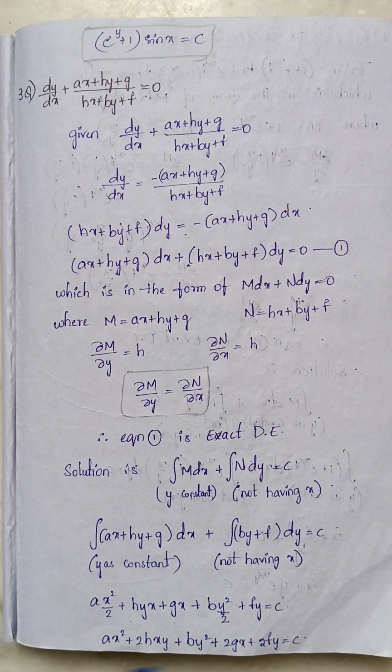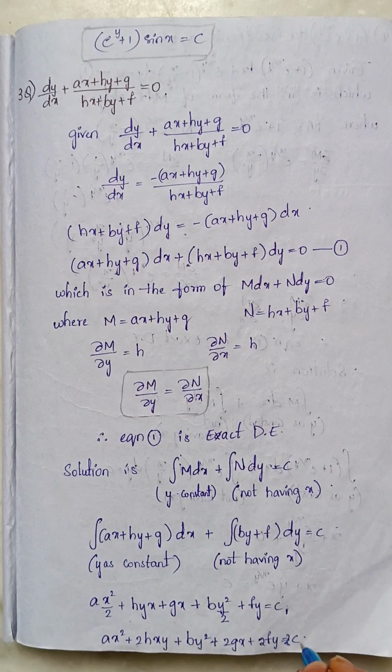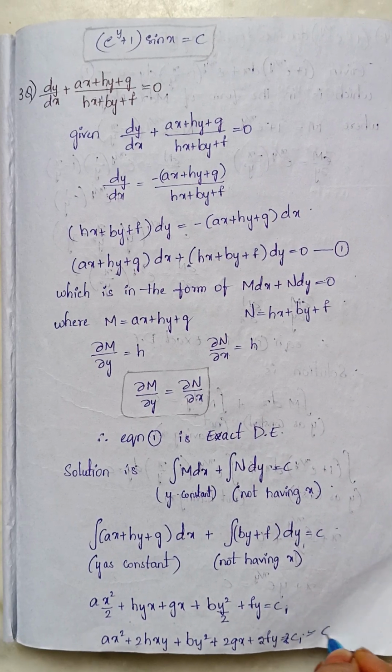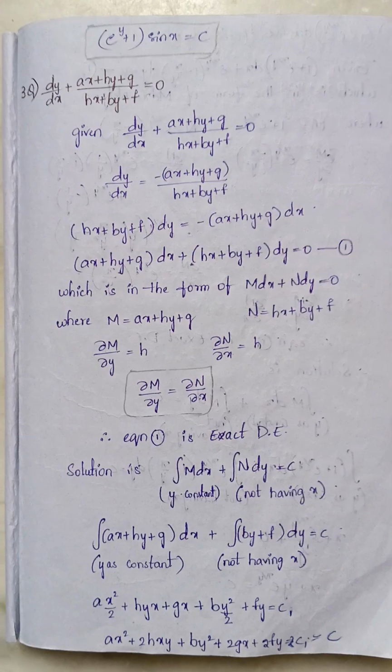So write it in a proper way: ax square plus 2hxy plus by square plus 2gx plus 2fy equal to actually 2c here. Suppose I take c1 here, then 2c1 is nothing but c, which is a constant. So this is the required solution of the given exact differential equation.